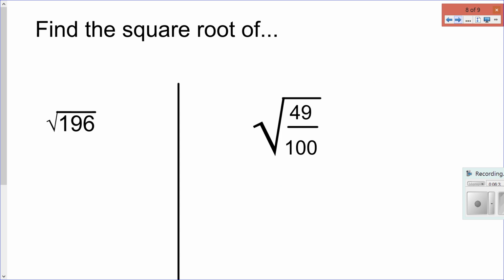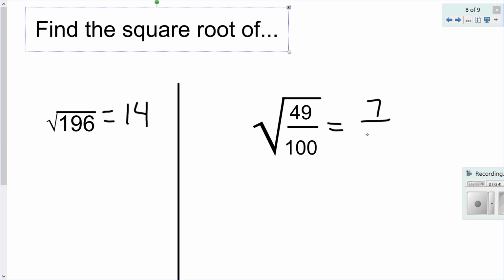Find the square roots of 196 and 49 over 100. The square root of 196, positive 14. The square root of 49 over 100, well, the square root of 49 is 7, and the square root of 100 is 10.